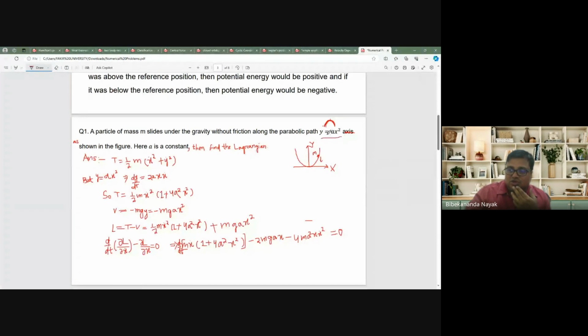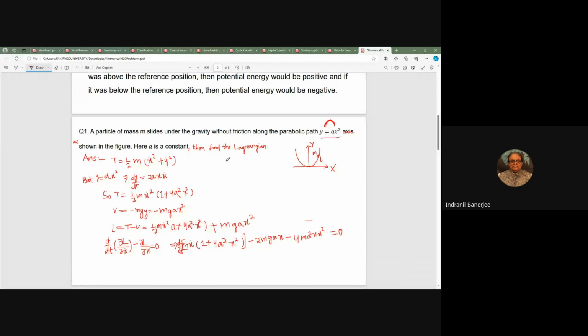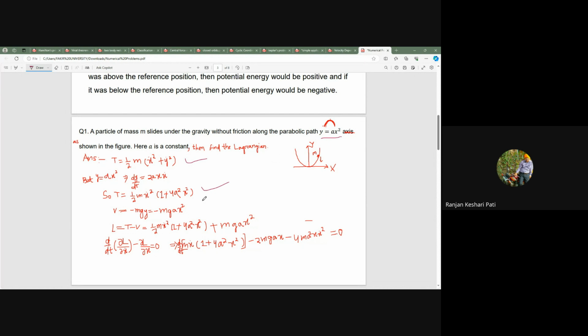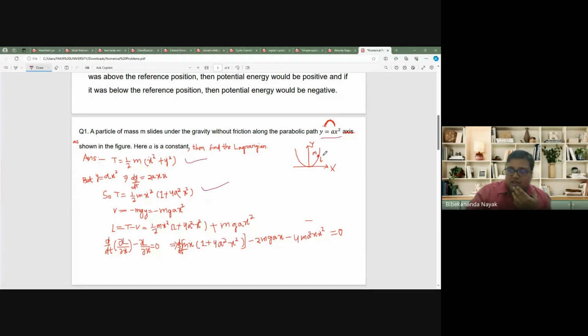y equals a x square is a two-dimensional problem. The mass is moving, so obviously there are two coordinates, the point (x, y). Kinetic energy is half m times (x dot square plus y dot square). But here the equation y equals a x square is given, so you can put in place of y dot: y dot will be 2a x x dot. So the final kinetic energy is this, and the potential energy is minus m g y, so minus m g a x square. In this way, set the Lagrangian and then find the equation of motion.